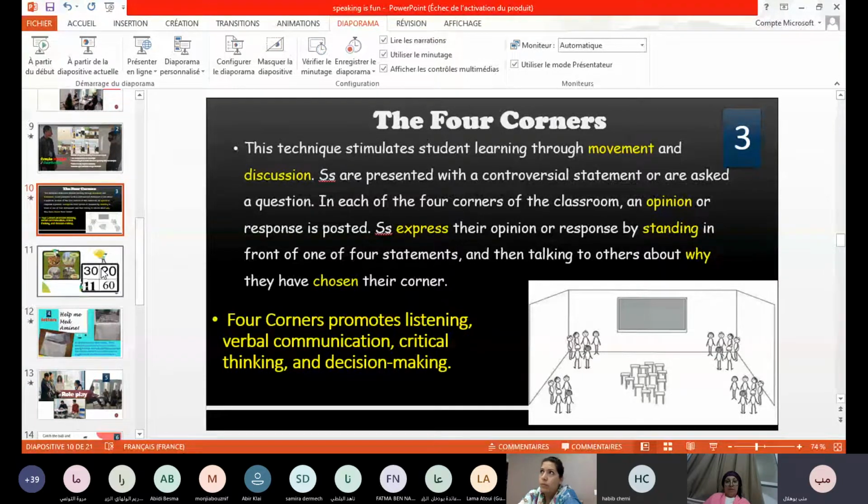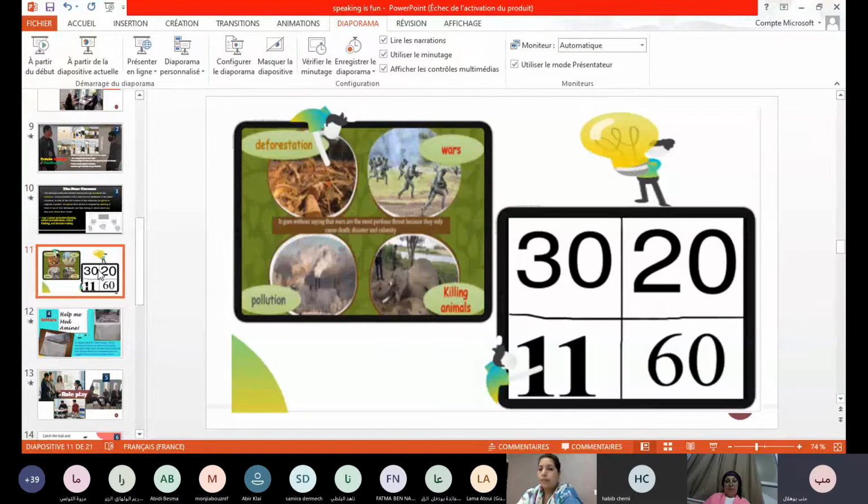I have implemented this method in 2 sessions. The first session was about environment. I have pinned 4 pictures in the 4 corners of the classroom.